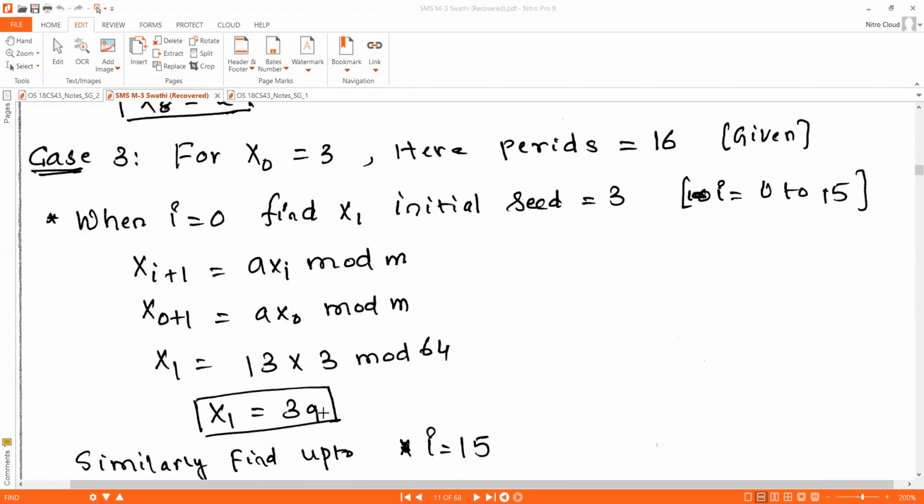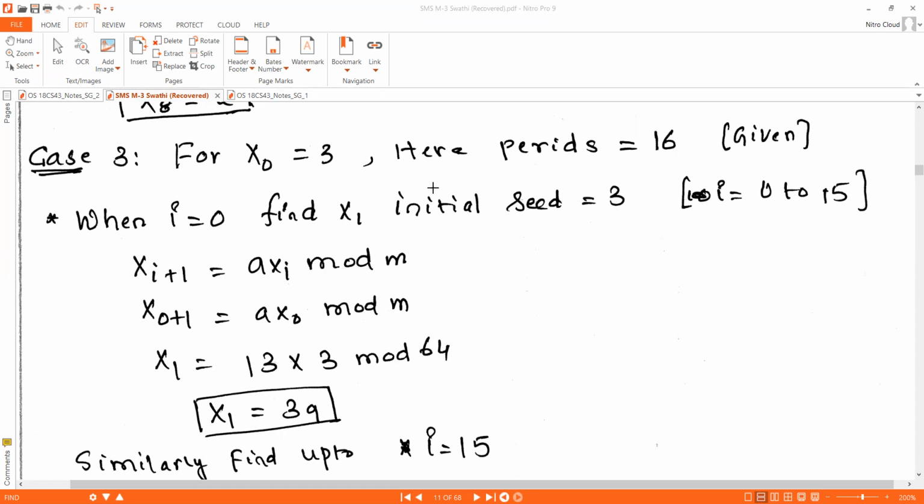Similarly, we need to solve for case 3. What is case 3? Here we are assuming the seed value as 3. In the question they have asked us to find the xi values when seed value is 1, seed value is 2, seed value is 3, and when seed value is 4. Now we'll consider the third case, when x naught equals 3.